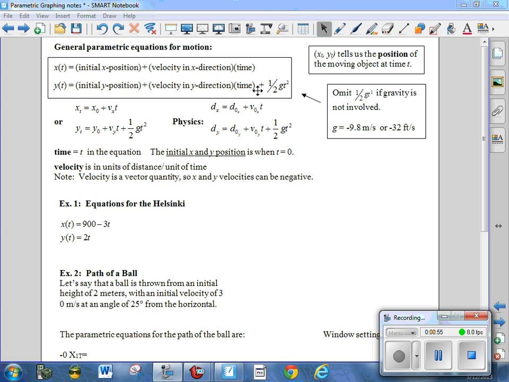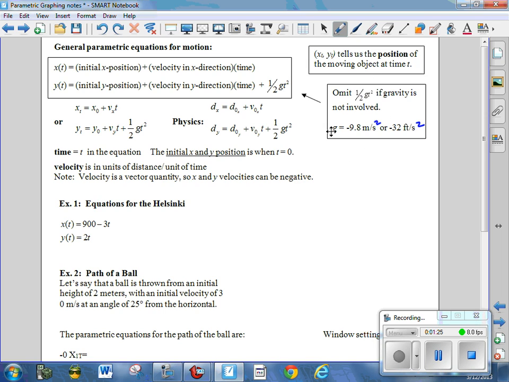Now, there is an additional term that we add if we're throwing something into the air and gravity is involved. So we didn't have this term when we talked about the two ships because one wasn't being thrown into the air. They were just traveling along the ground. So this is omitted if gravity is not involved, if this is not projectile motion. Gravity is negative 9.8, and this should say meters per second squared, or 32 feet per second squared.